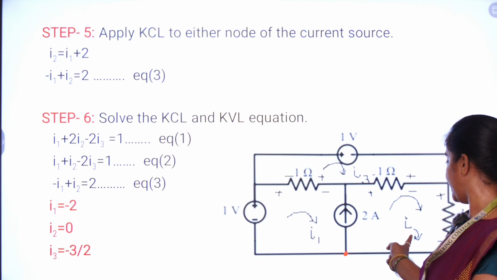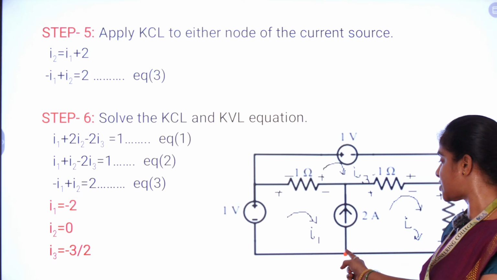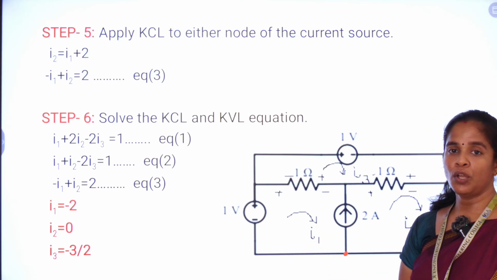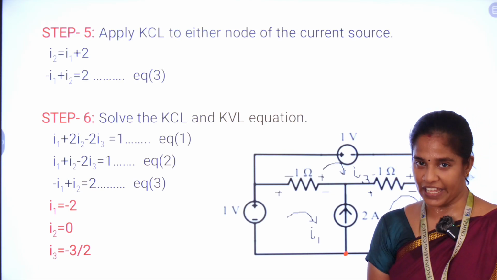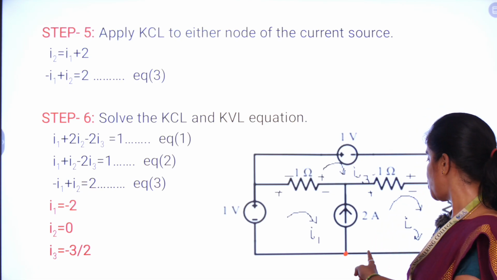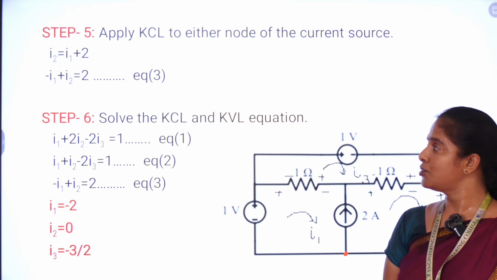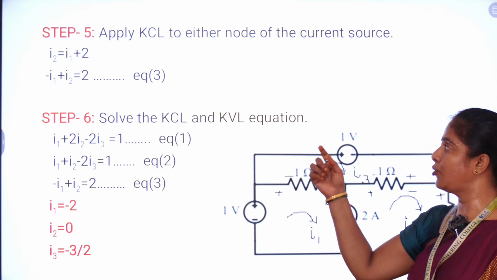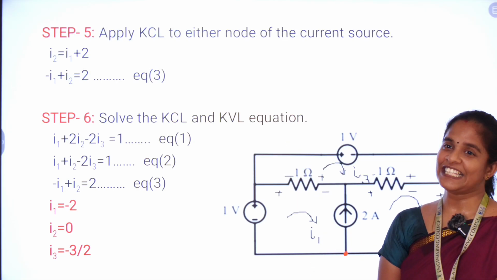Here the current entering is I2, and the currents that are leaving are 2 amps as well as I1. So we are going to write the current equation based on KCL as I2 is equal to I1 plus 2 amps. So that we are getting equation number 3 as above. Now we are going to solve all these three equations.